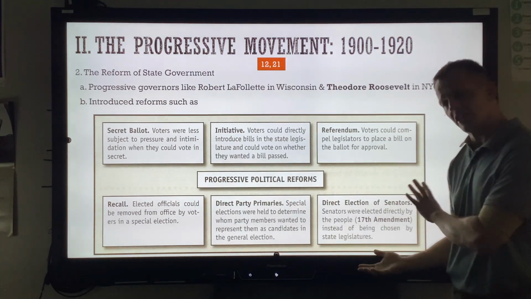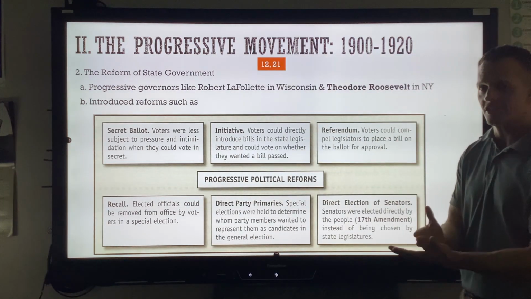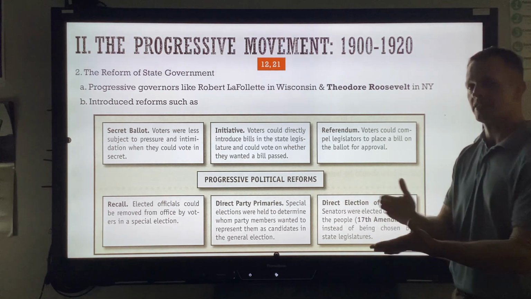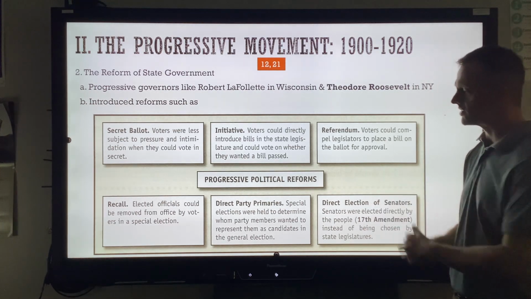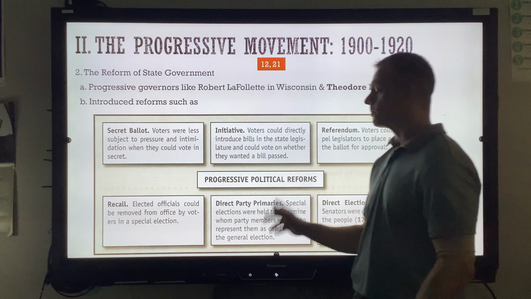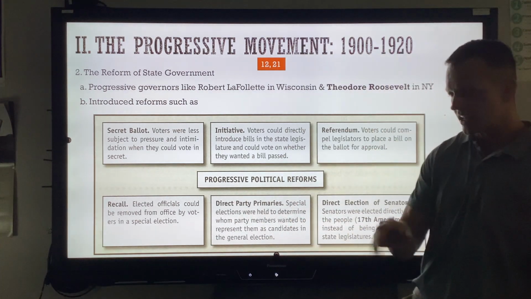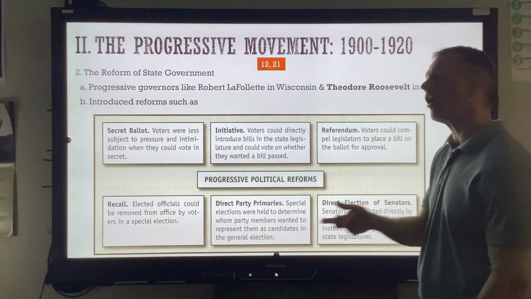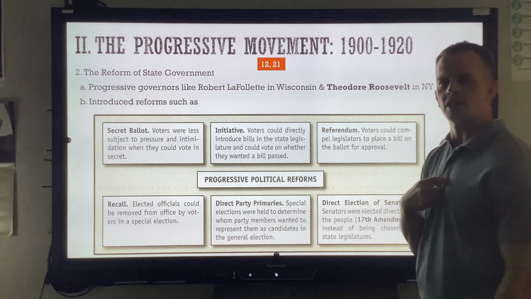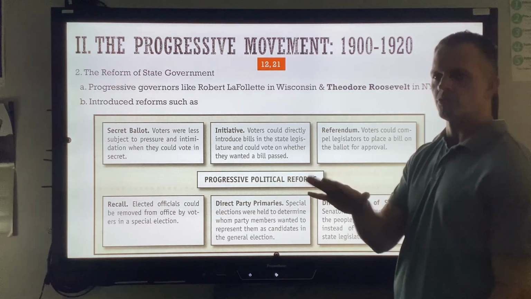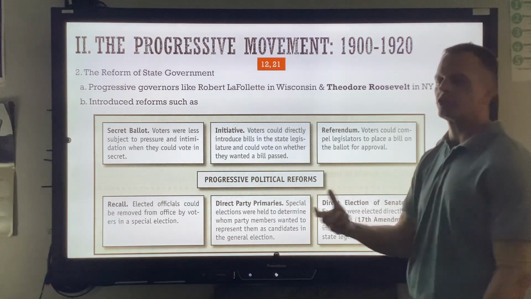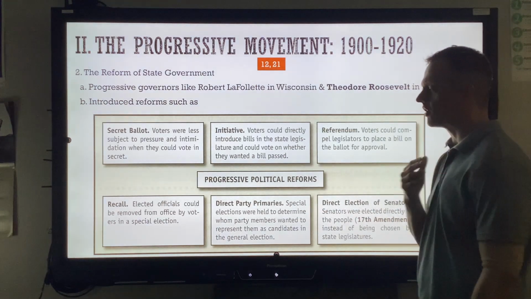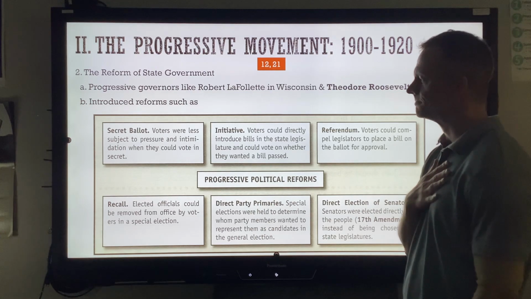I have here the direct election of senators. Again, remind you, 17th Amendment for senators. Direct party primaries, you can cross that off. That's not asked on the STAAR test. But it's interesting that at this point in time, progressives really push for this idea that we all should choose the guy leading our party, not some backroom decisions by wealthy people. We all should choose. So primaries are a new thing at that time too.